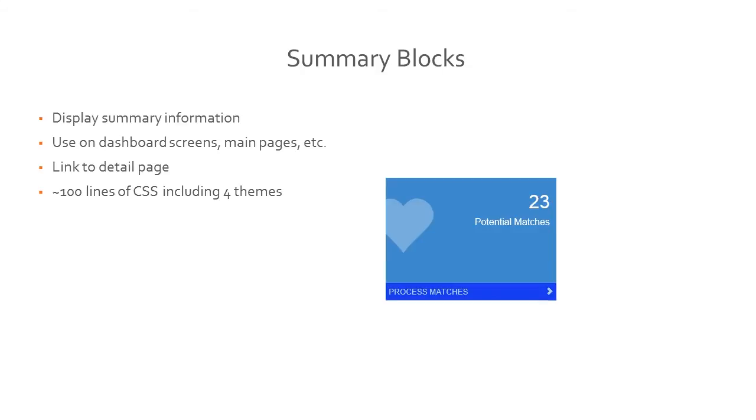So these summary blocks, I use on like a dashboard page, the main page that will guide people through to another page. It's kind of a, hey, this is like 23 potential matches or something, and then they can link down to another page to go see something. What's nice about this is we've only got about 100 lines of CSS, and that includes 4 themes.